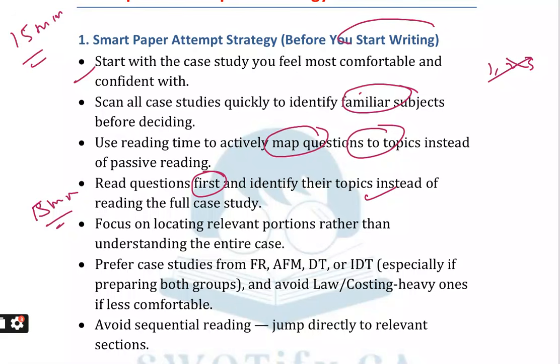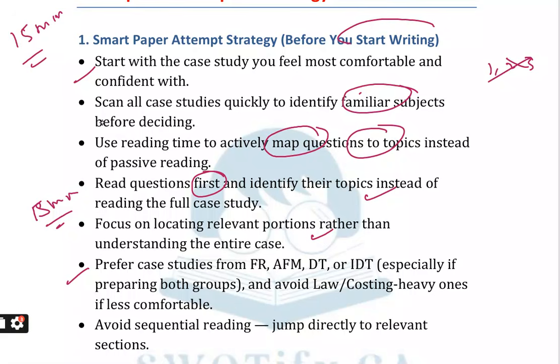If the question requires you to study the case study, then you can study the case study when you attend the questions. When you start writing your paper, at that time you can study the case study. But in the first 15 minutes, I don't want you to study the case study entirely, because you want to wisely choose which case study you want to attend. Now focus on locating the relevant portion rather than understanding the entire case.